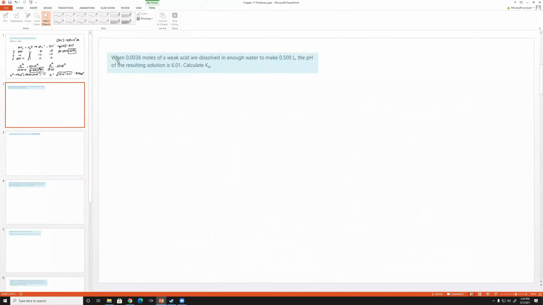When 0.0038 moles of a weak acid are dissolved in enough water to make 0.5 liters, the pH of the resulting solution is 6.01. Calculate Ka. So again, an ICE chart is needed here, but from a different approach. We are given a solution of the weak acid and its pH, and we're asked to find Ka. So we kind of have to work backwards here. There's a lot of things we can do first, but first I would see that the pH equals 6.01.